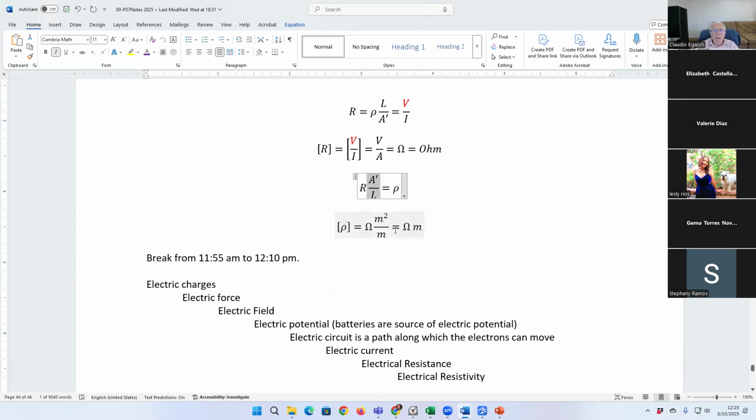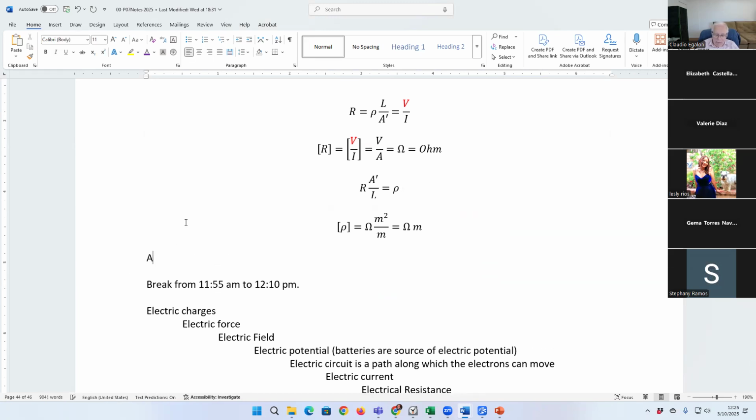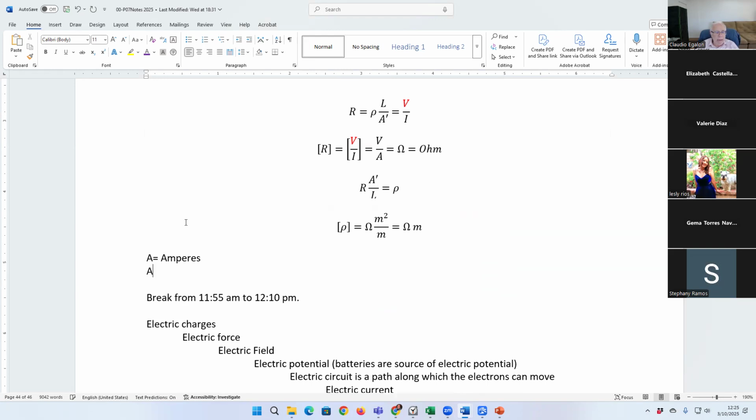Why did I put A prime? There's a reason why I put A prime. Do you remember? A, I reserve for amperes, the unit of ampere. But A prime, I reserve for the area of the wire, okay? So to distinguish one from the other. That's why I put A prime instead of A. So here is area.